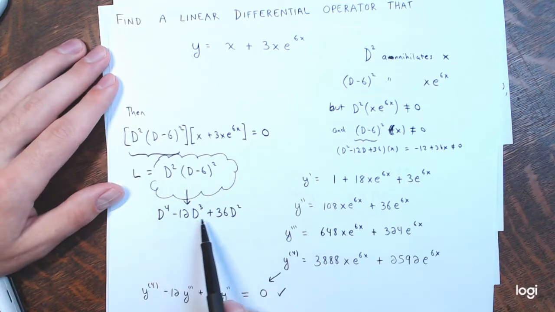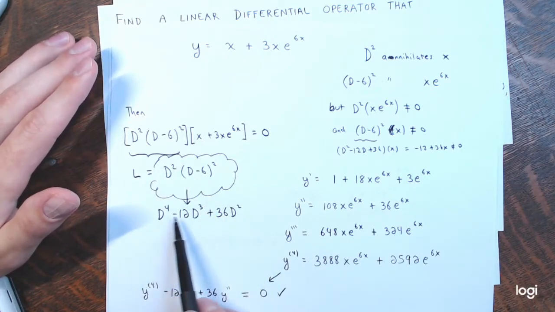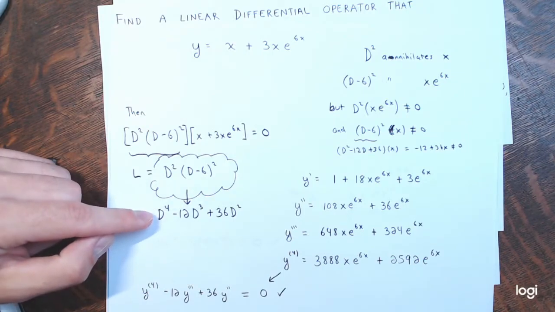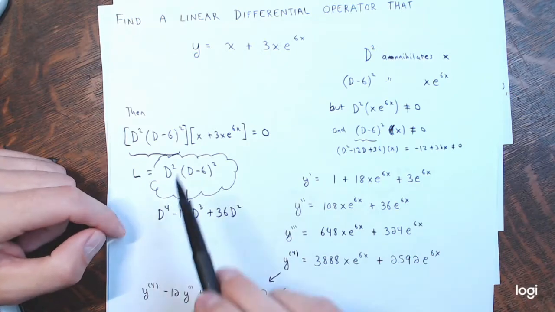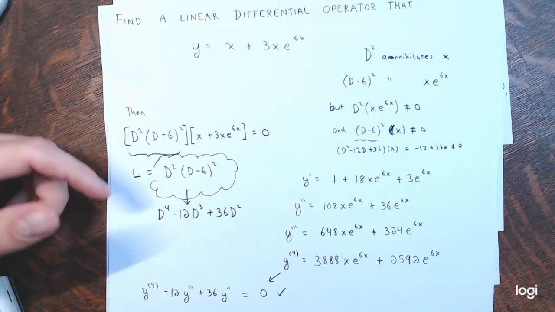So I have this fourth order linear differential operator, and that's the smallest order possible. You could multiply this by, make a D to the fifth, D to the sixth. You can multiply it by any higher powers of D, but this is the smallest order differential operator that I can find that will annihilate this function, turn it into 0.